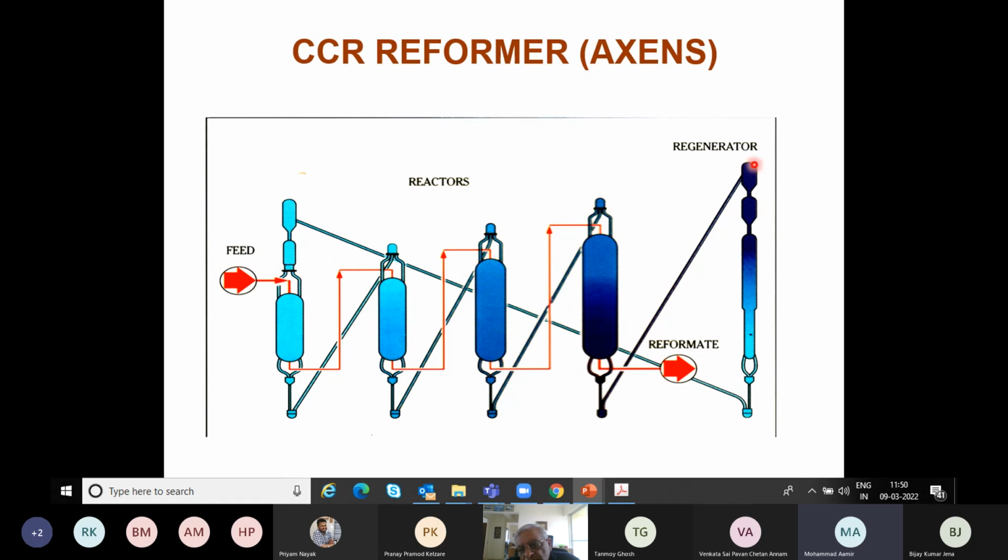So what goes in here is the spent catalyst, and what comes out is the fresh catalyst. The color coding indicates that by the time it comes down, it is like fresh catalyst, so it remains fresh here. It starts deteriorating, and it's pretty much deteriorated here. So in this diagram, by color, you can see how the catalyst gets deactivated.